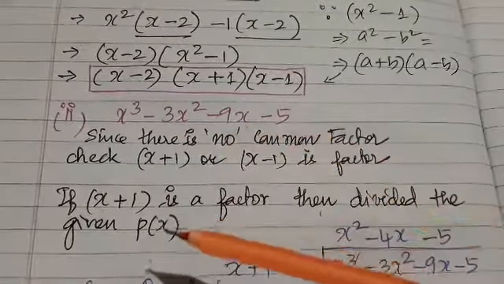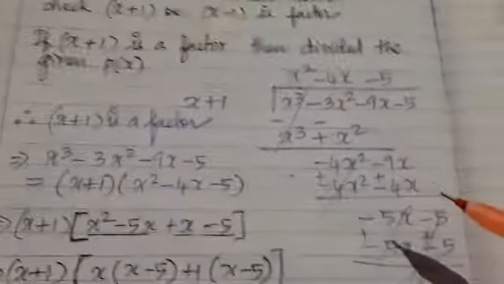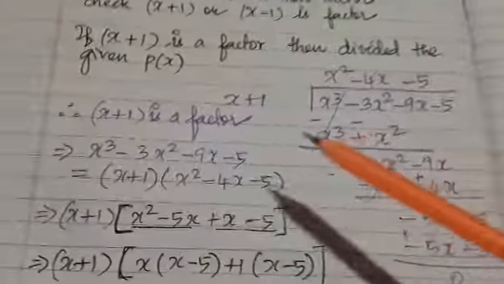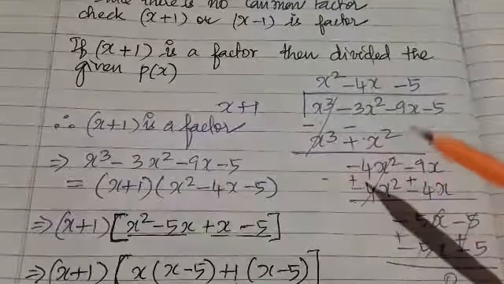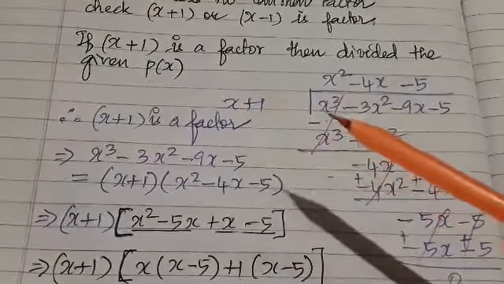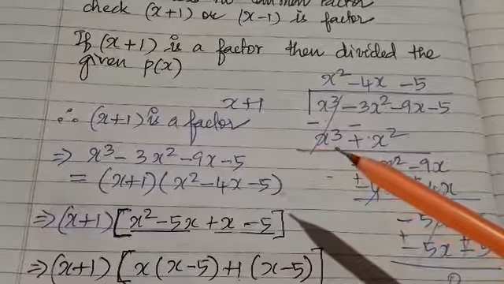So divide it and check whether x plus 1 is a factor or not. I am dividing the given polynomial by x plus 1, as per the polynomial division you have already studied. The first term you are seeing is x cube, so I am multiplying by x square, and I get x cube.